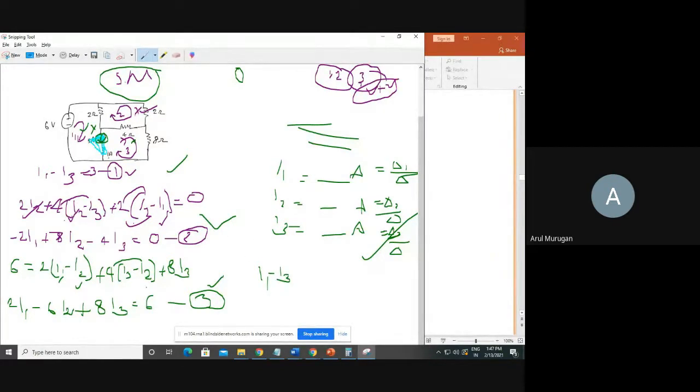Then what is this current source value? If the current source value is 5, you write it equal to 5. If it is 3, you write 3. It's given as 3, so I will write 3. That's all. This equation number 1 is very simple.